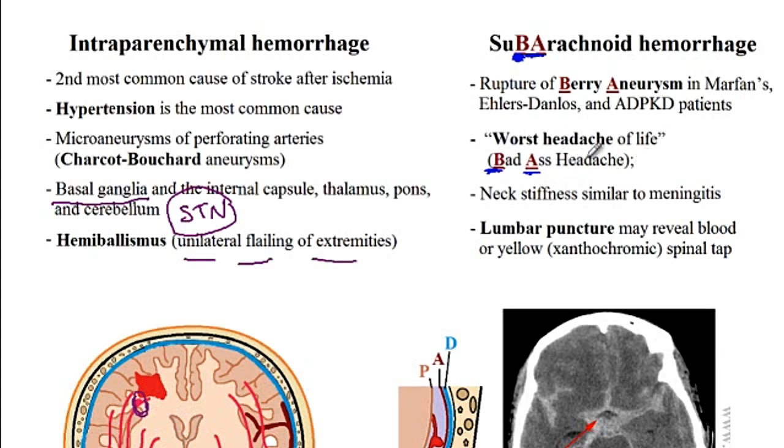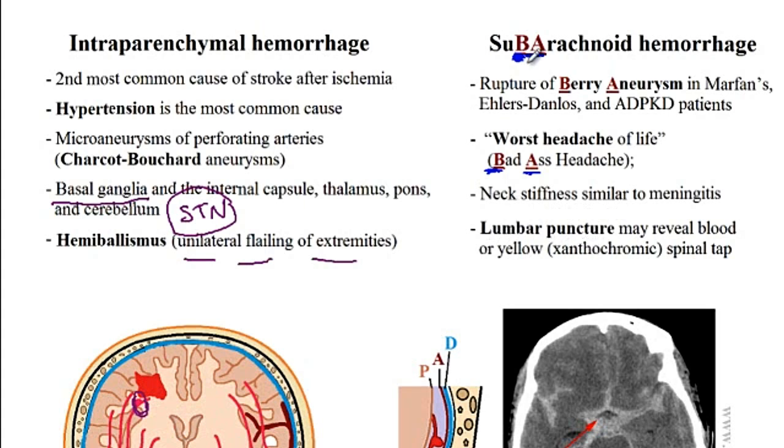And then due to the breakdown of the blood products that is now in the subarachnoid space, patients can develop aseptic meningitis. So they would have neck stiffness similar to meningitis. Now, if you obtain a lumbar puncture, let me ask you a question. Once you obtain a lumbar puncture, where do you draw this cerebrospinal fluid from? So for lumbar puncture, you will have to draw the cerebrospinal fluid from the subarachnoid space.